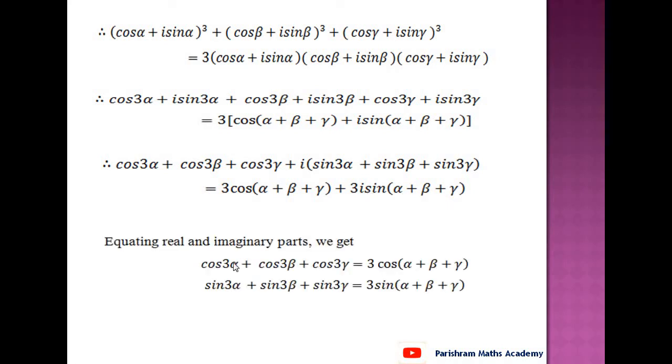And therefore, by equating the real and imaginary parts, we get cos 3 alpha plus cos 3 beta plus cos 3 gamma equal to 3 times cos of (alpha plus beta plus gamma). Sin 3 alpha plus sin 3 beta plus sin 3 gamma equal to 3 times sin of (alpha plus beta plus gamma). Okay.